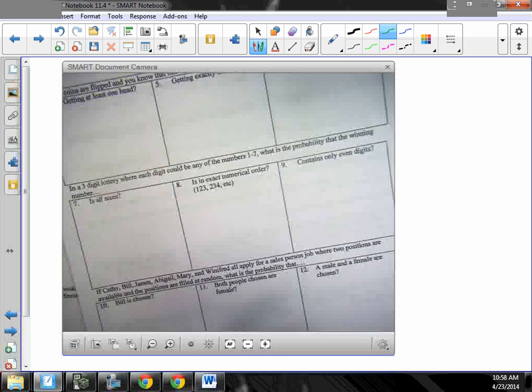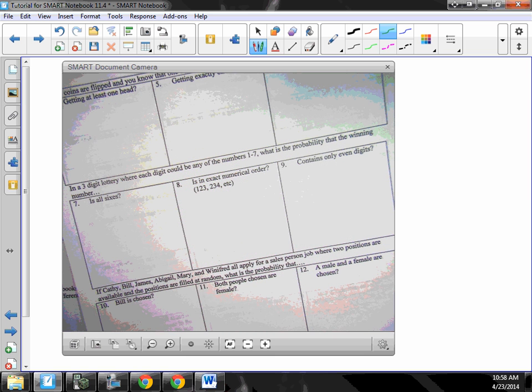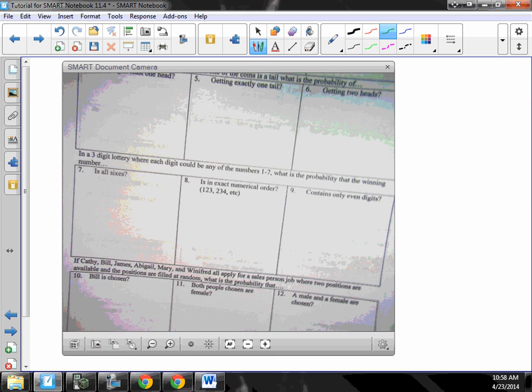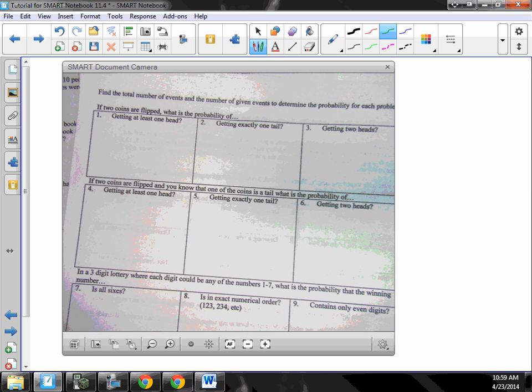Sometimes it's a lot easier to write out the possibilities than it is to think about combinations and permutations. So we're going to look at a coin flipping scenario. And coin flips are really confusing. It's hard to decide if it's a combination or a permutation. So at the top of this page, if 2 coins are flipped, what is the probability of getting at least 1 head?